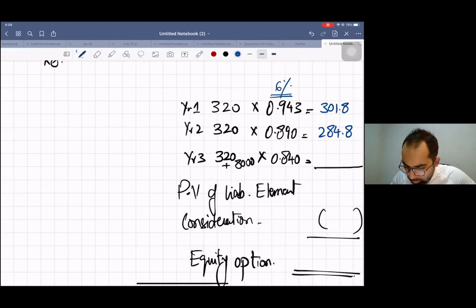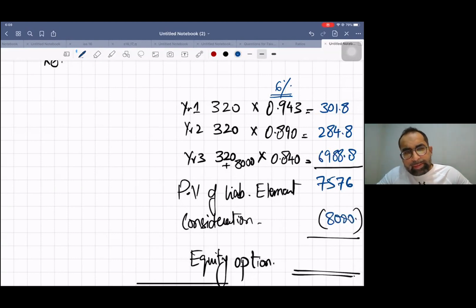Okay, then you have 8320 times 0.84, 6988.8. Okay, let's add three of them. 284.8 plus 301.8 to 7576. Just rounding off, 7576. Now what's the initial investment, the initial transaction amount? It was 8,000.